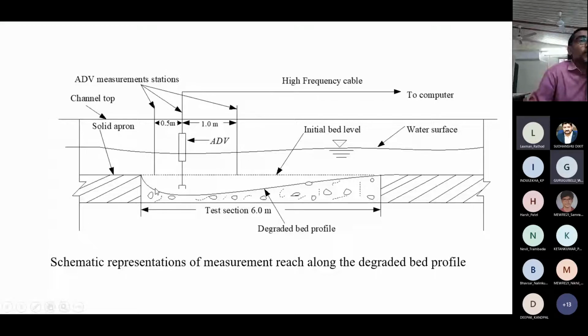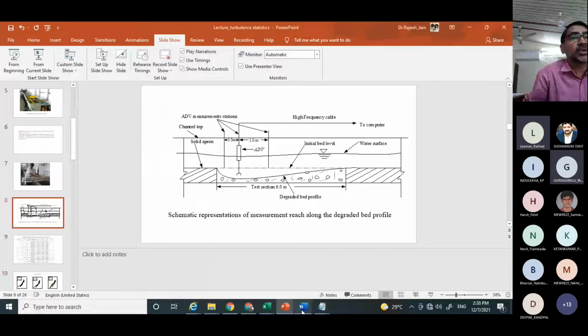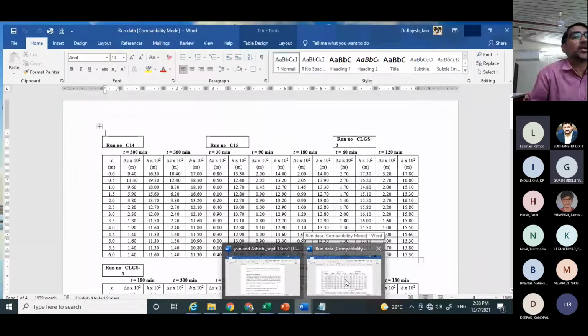Now from here, if you see from the channel bed to the water surface, this is the water surface. Now you have to lower your ADV from this channel bed surface, starting from here, and shift it by 1 centimeter each, and go up to this one. If the total depth is, suppose, 16 centimeter or more, including this degraded bed, then the number of observations is also very large. Now I can also show you this run data.